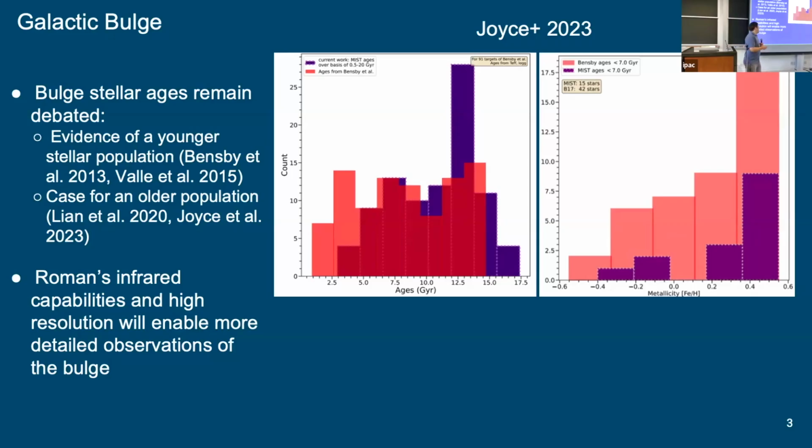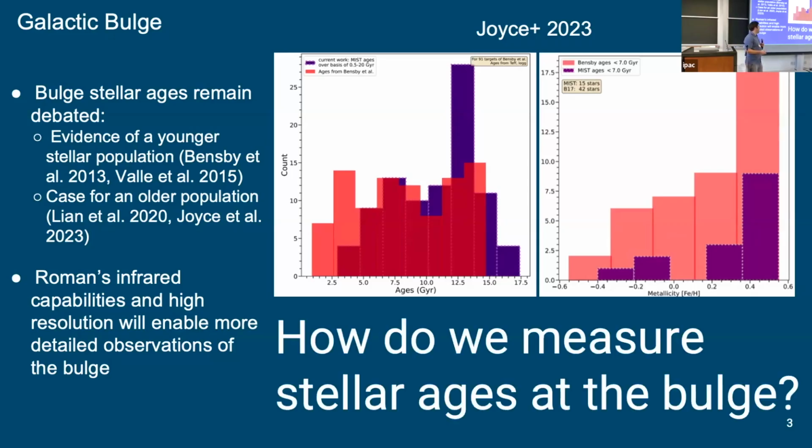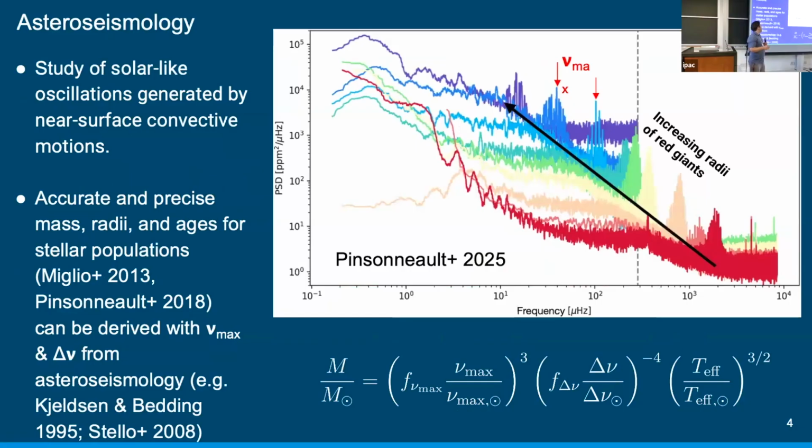And so how exactly do we measure stellar ages in the bulge? That'll be through asteroseismology. I think Maddie did a fantastic job explaining that today.